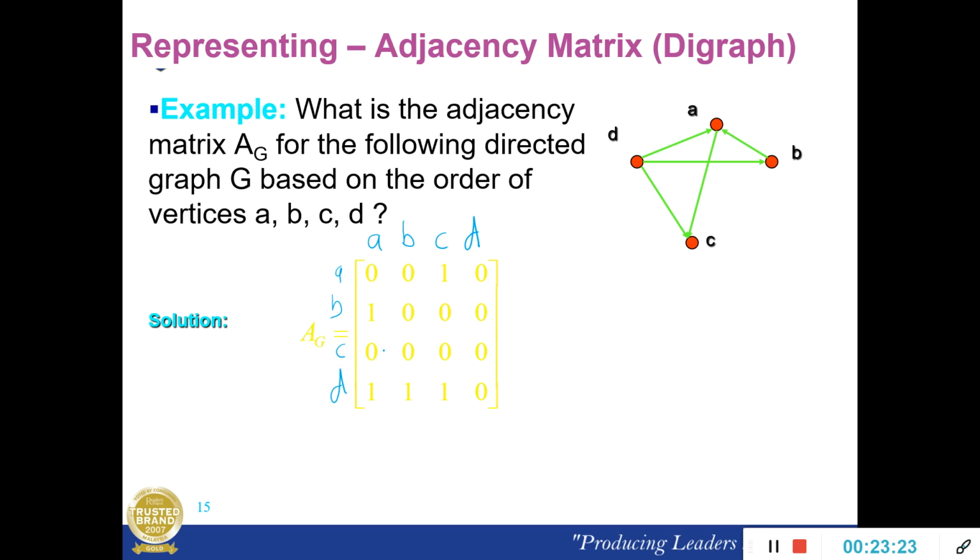You have C here. C to A. There's an edge between A and C, but it's not from C to A. It's from A to C. So C to A, you put 0. C to B, C to C. So C is a termination point. There is no initial or starting from point C. C is all termination point. That's why you can see the row and the column are all 0. And D, you have D to A, D to B, and D to C. All right.